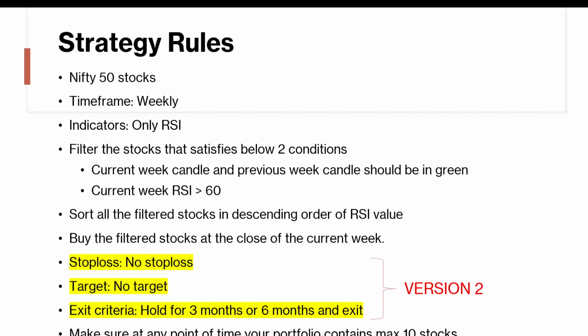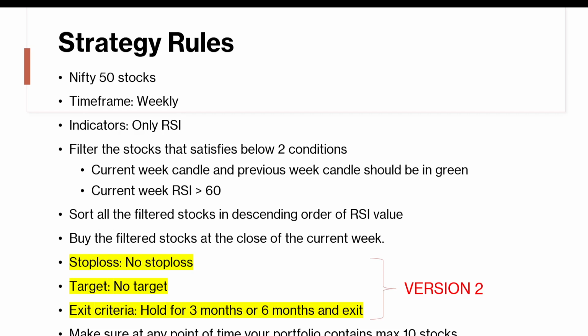And the only change in this version is the one highlighted in yellow color, stop loss. There is no stop loss in this strategy. Target, there is no target. So then how do you exit your stocks after buying? Yes, the exit criteria is based on the holding period. Either you hold for 1 month, 3 months or 6 months.